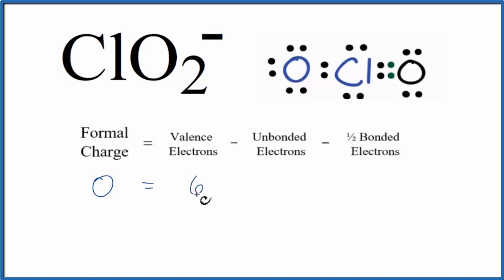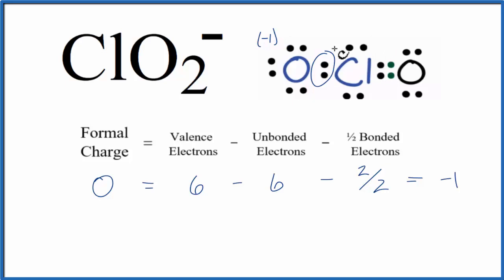So we have 6 valence electrons for the oxygen, and we're going to subtract the unbonded valence electrons. 2, 4, 6 unbonded valence electrons. And then we'll subtract 1/2 of the bonded valence electrons. These are the bonded valence electrons between the atoms. They're forming the chemical bond. They're shared electrons. So we have 2 of those there. We have 6 minus 6, that's 0, minus 1. That gives us a -1 formal charge on this oxygen here.